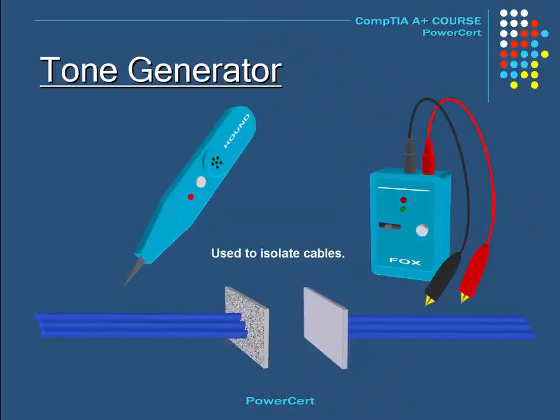And this tool is called a tone generator. This is also known as a fox and hound. Now this tool is used for locating cables from one end to the other.